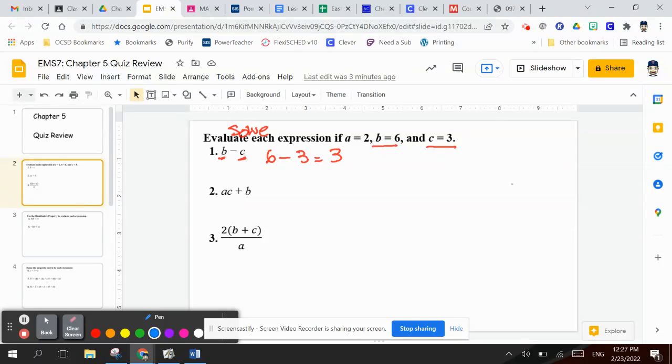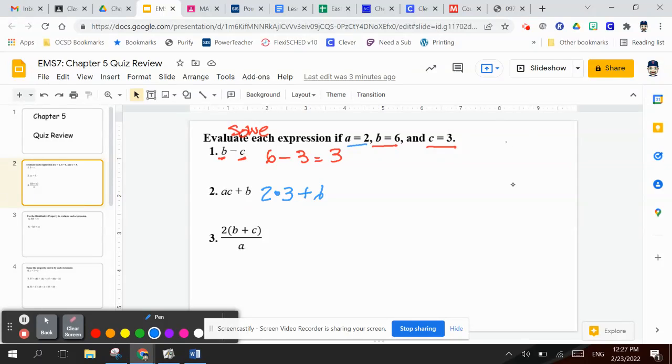If I look at number 2, I have AC plus B. Well, anytime we have two letters next to each other, it means to multiply. So A is 2. So I have 2 times C, which is 3, plus B, which is 6. So 2 times 3 plus 6.